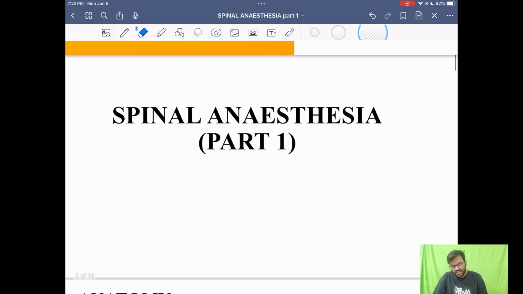This is the part 1 of spinal anesthesia. In this we are basically going to cover all the anatomy.